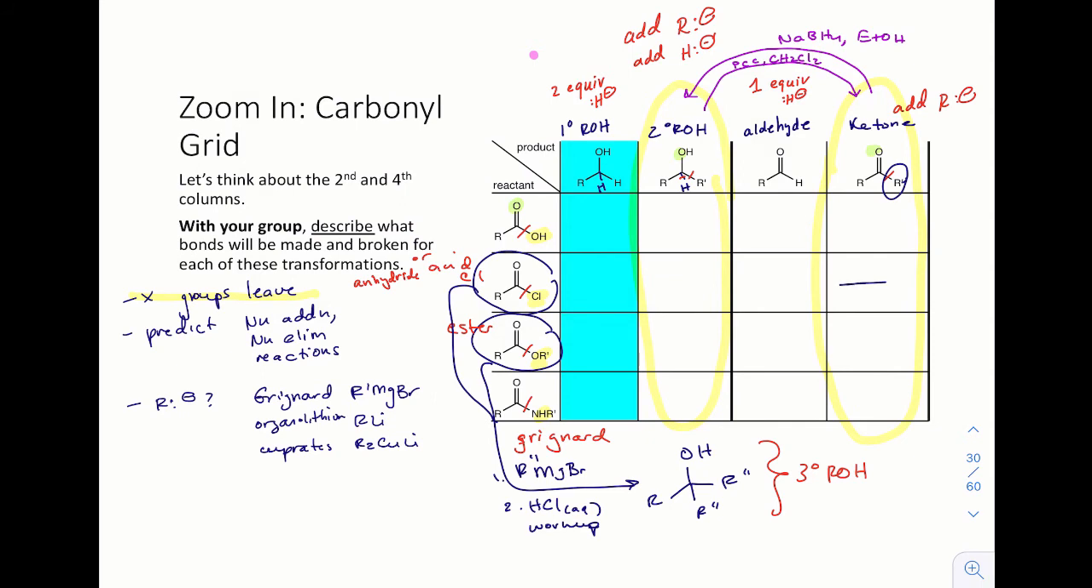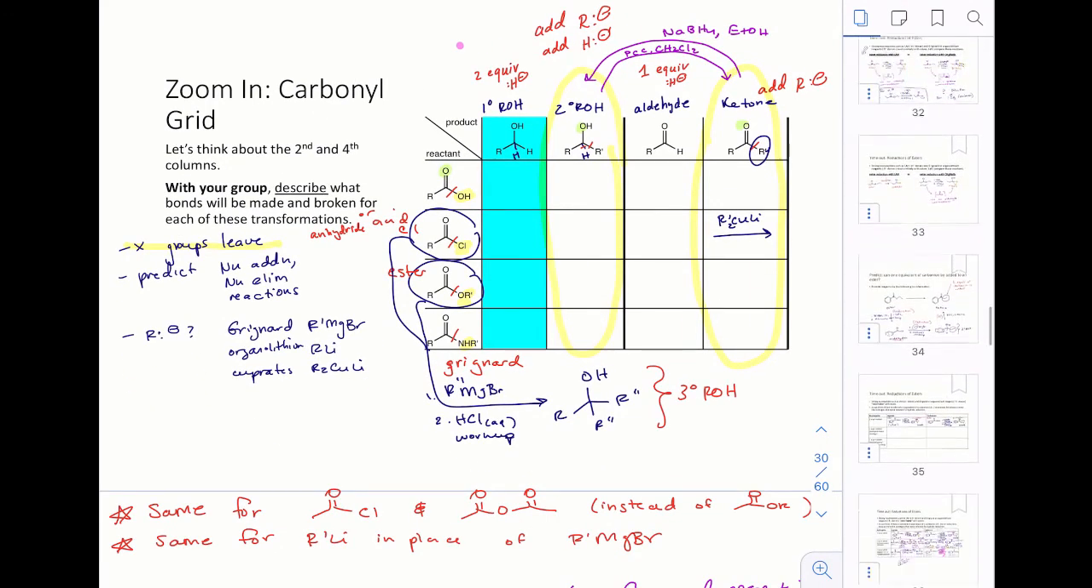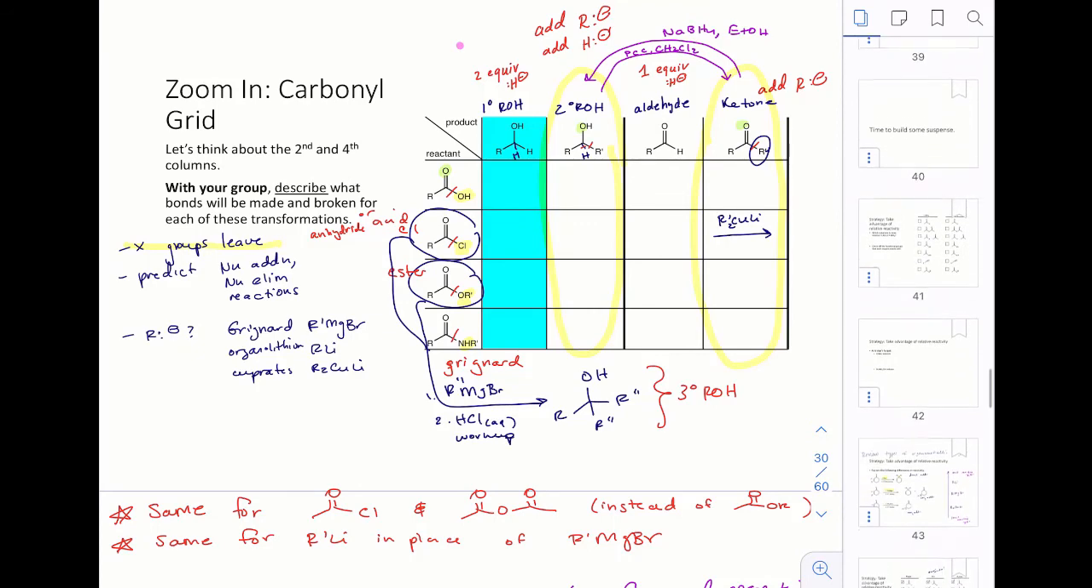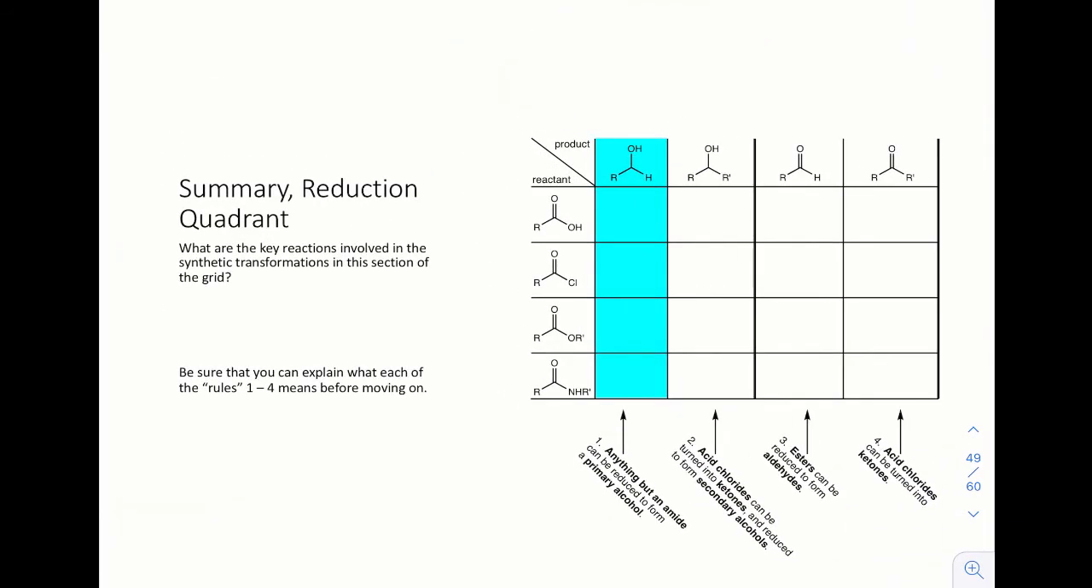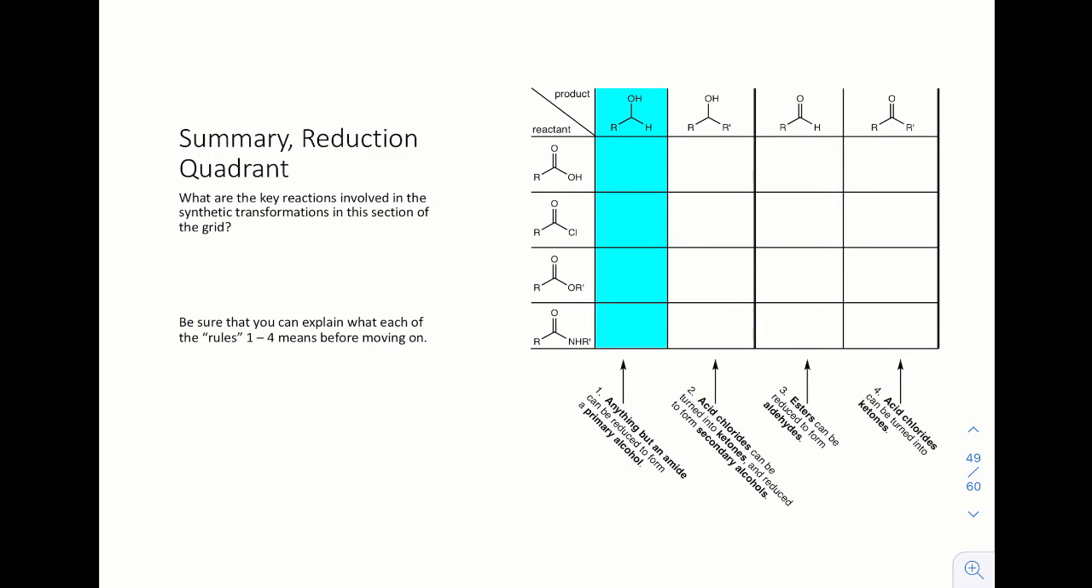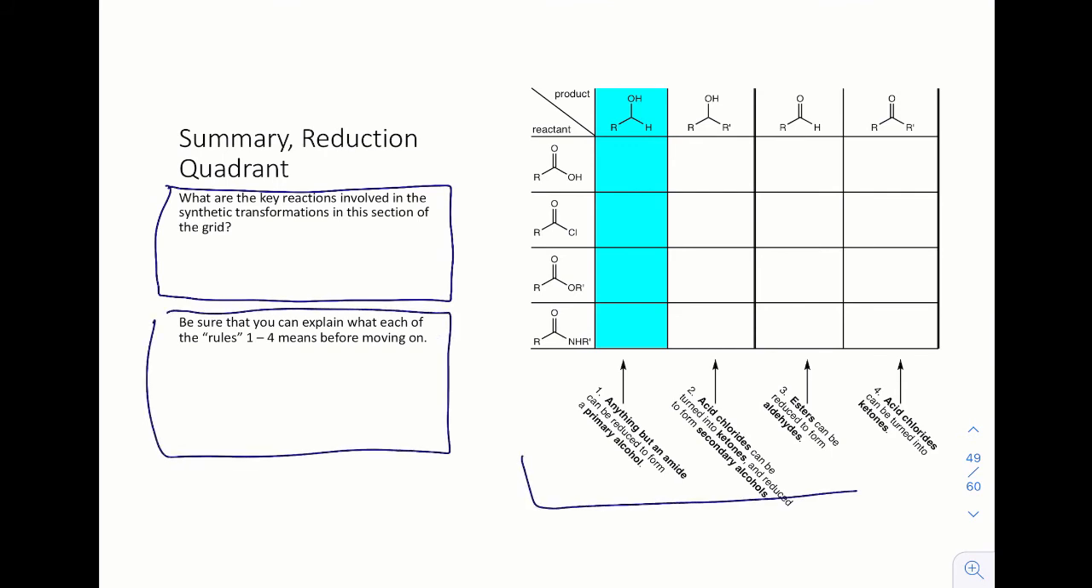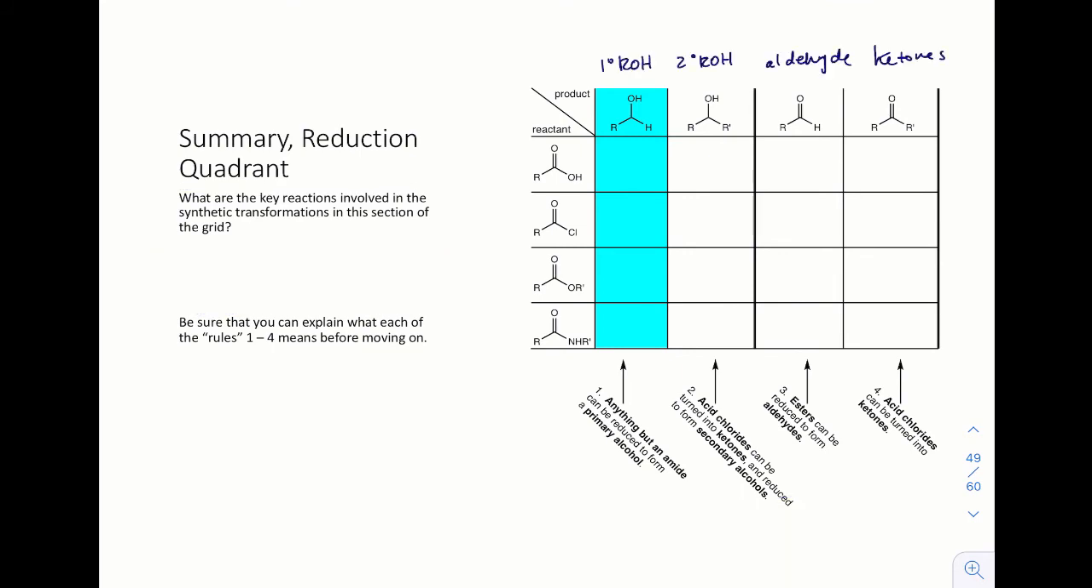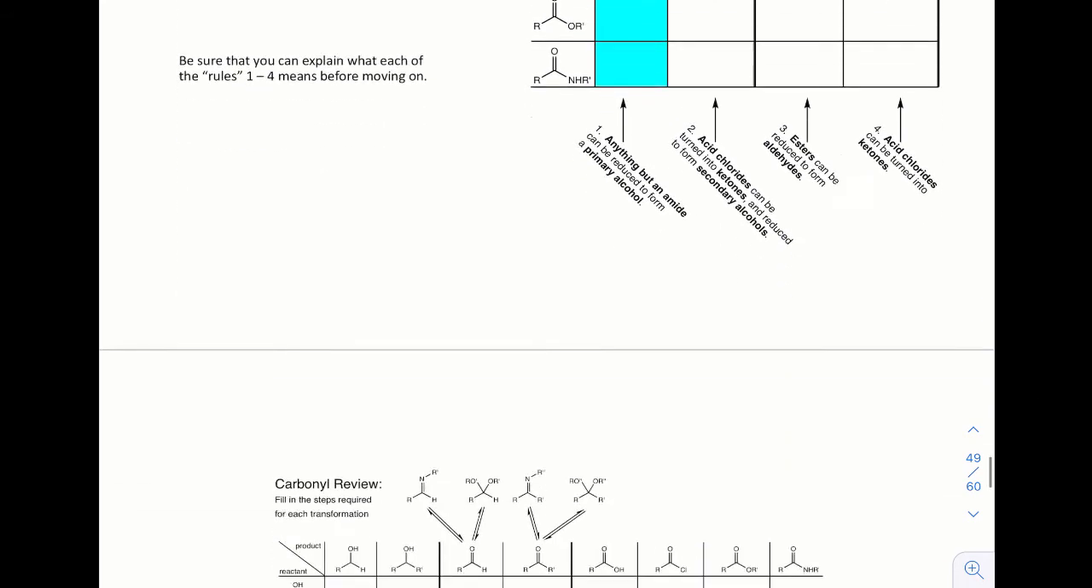The most straightforward one is going to be acid chloride to ketone, because that one just directly involves the dialkyl cuprate we discussed. And maybe we should take a look at our copy of the grid that has the clues or the strategies on it. Here it is. So we can summarize the reduction quadrant. What are the key reactions involved in the synthetic transformations in this section of the grid? And after you've thought about that, be sure that you can explain what each of these rules mean. Once you feel good, let's move on.